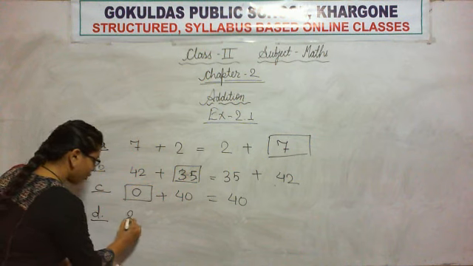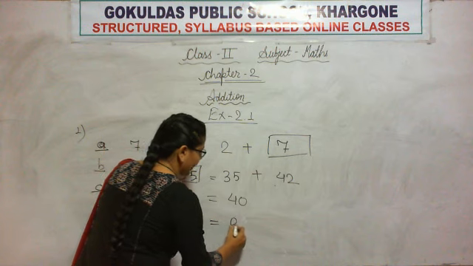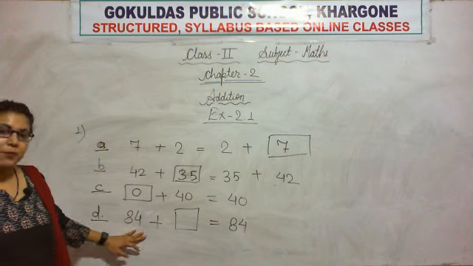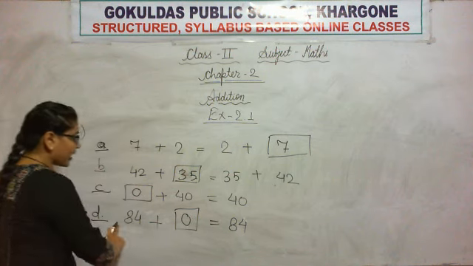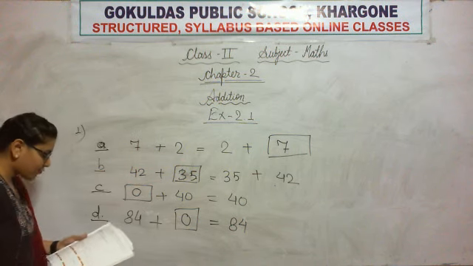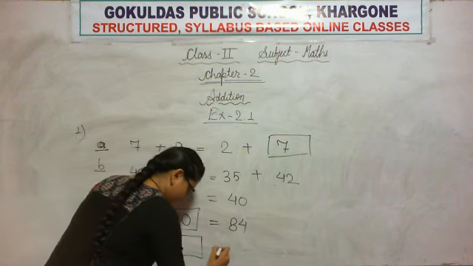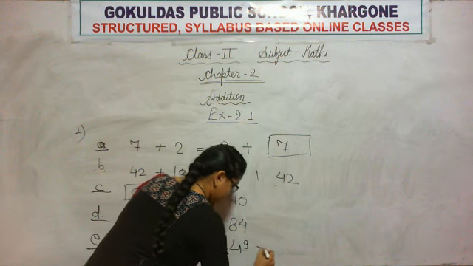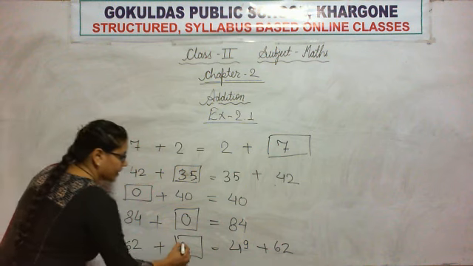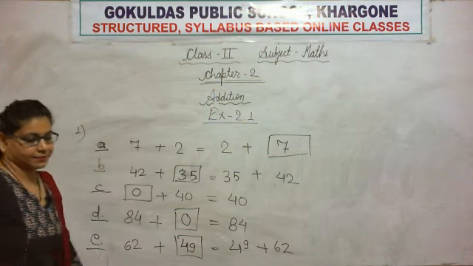D. 84 plus box is equals to 84. We have to fill this box. Now which property will be used here? Zero property. So we will write 0 here. If we add 0 to 84, we will get 84. The last one, 62 plus box is equals to 49 plus 62. Order property, what will be the number we will write here? Very good, 49.